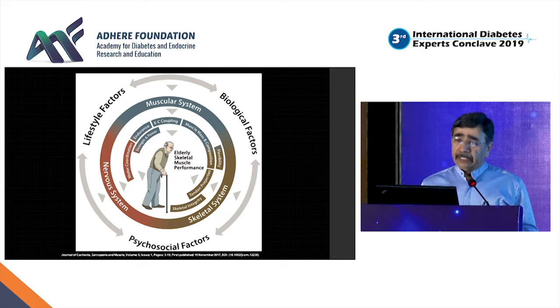So there are multiple factors which are contributing to development of sarcopenia. There are lifestyle factors, particularly decreased physical activity. There are multiple biological factors and psychosocial factors which may be involved, and they all affect not only the muscular system but also the neurological system and skeletal system. And in turn, they lead to discoordinated motor nerve function, decreased endurance, decreased muscle mass and coordination, and ultimately leading to frailty and sarcopenia.